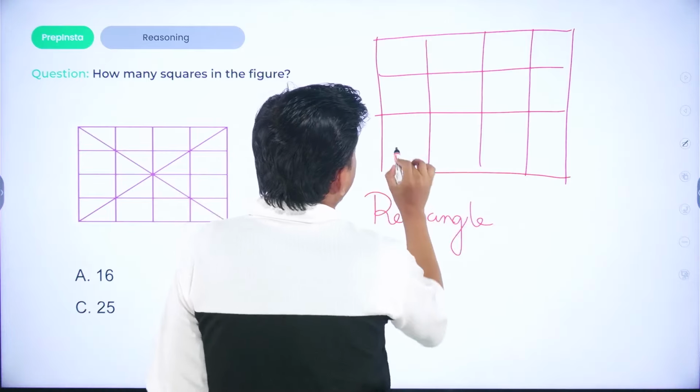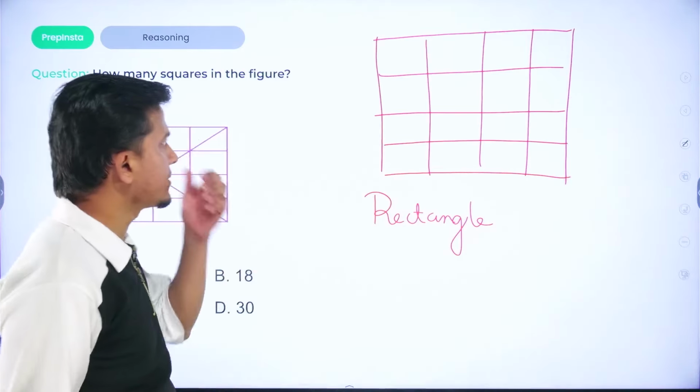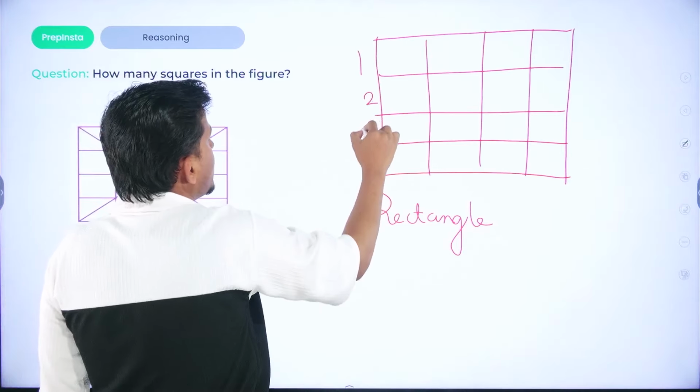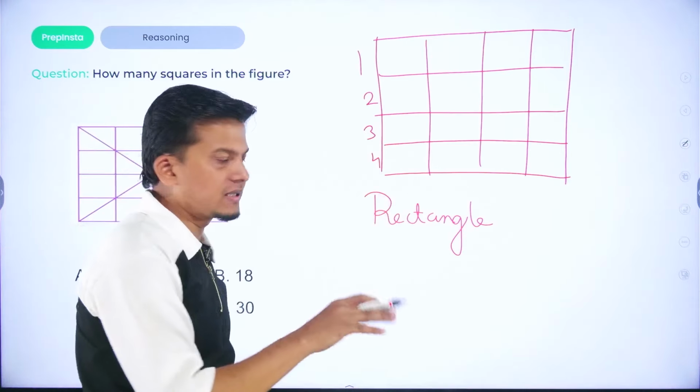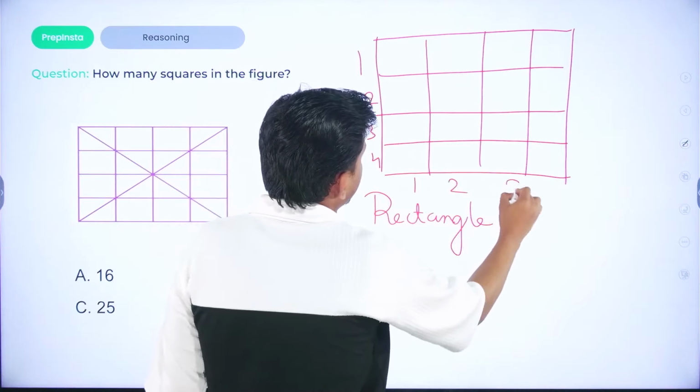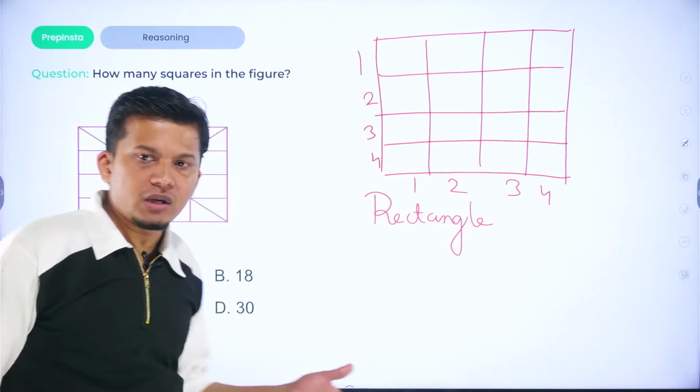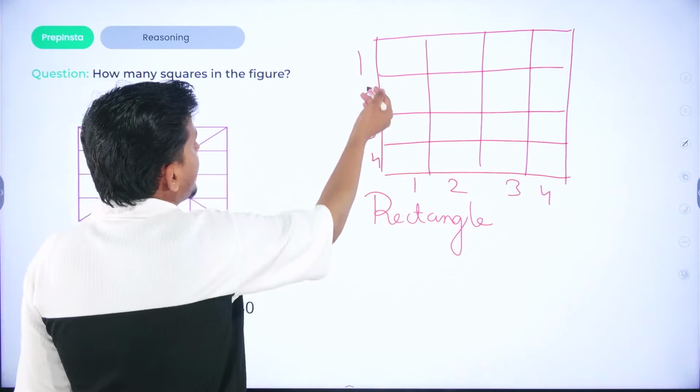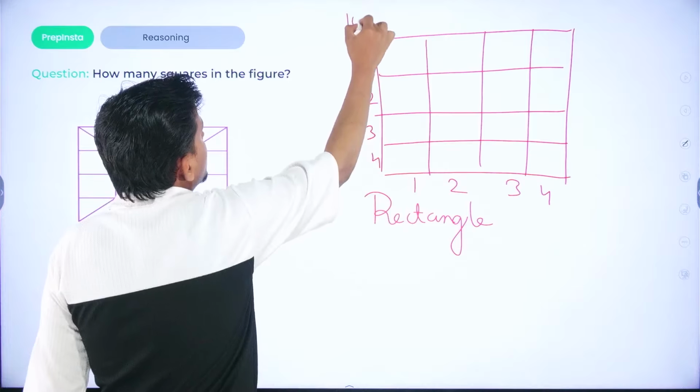So the rectangle trick is easy. What you have to do is just assign the values to it, 1 2 3 4 as per the blocks, as per the sides. Just add on the values. So 4 plus 3 is 7, 7 plus 2 plus 1 would sum up to 10.